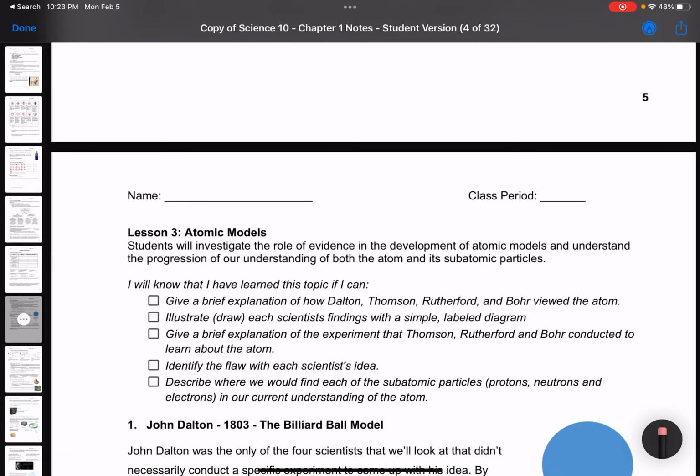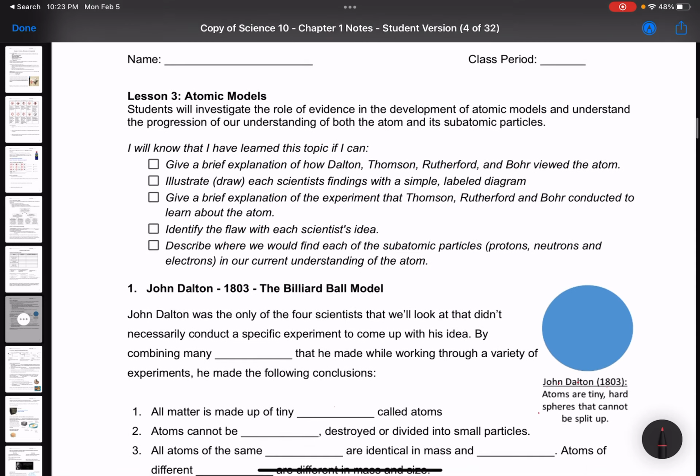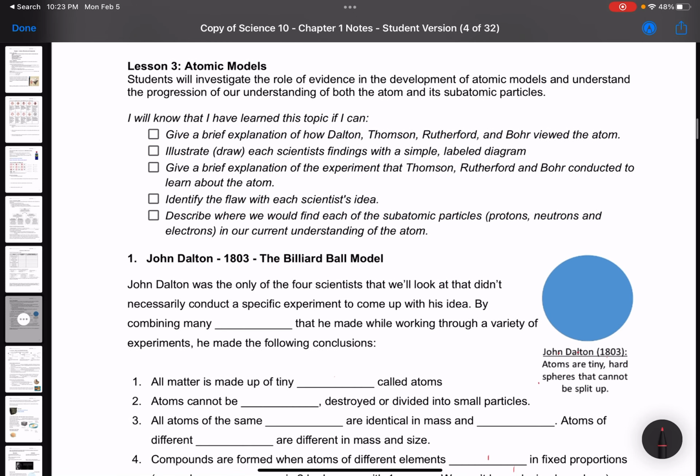All right, welcome to today's lesson number 3 on atomic models. So today we're going to be looking at the role of evidence in the development of atomic models. So looking at what experiments were used, and then we're also going to try and look at the progression here as to how we've started to understand the atom and the subatomic particles that create the atom itself.